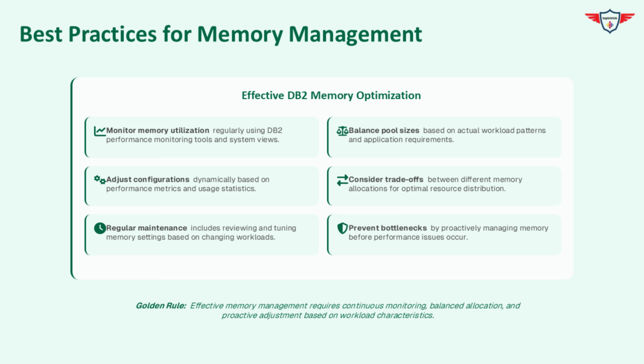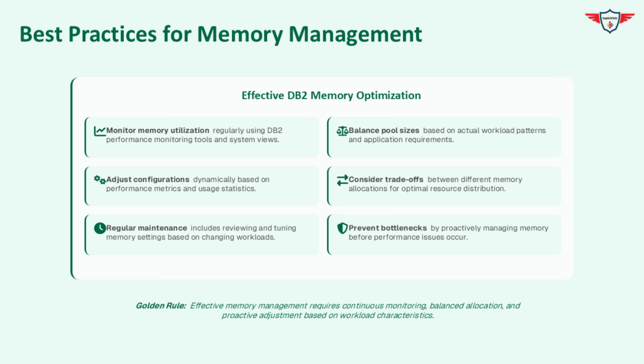Third, adjust configurations dynamically based on performance metrics. DB2 provides tools for online memory reconfiguration, so you can tune memory allocations without downtime. Don't set memory configurations once and forget about them. Fourth, always consider trade-offs between different memory allocations. Memory is a finite resource, so allocating more to buffer pools means less available for other components. Use performance data to guide these decisions.